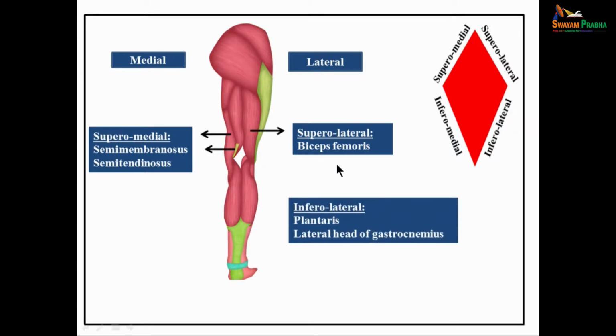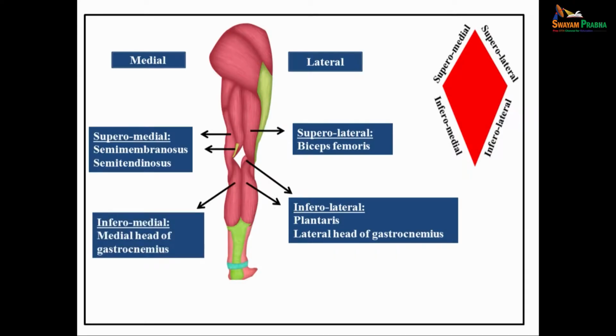The inferior lateral boundary is formed by the plantaris muscle and the lateral head of the gastrocnemius, both of which are superficial muscles of the calf. And on the inferior medial side, we have the medial head of the gastrocnemius. So, these are the four boundaries, that is superior medial, superior lateral, inferior lateral, and inferior medial, and these are the different muscles which form these borders.